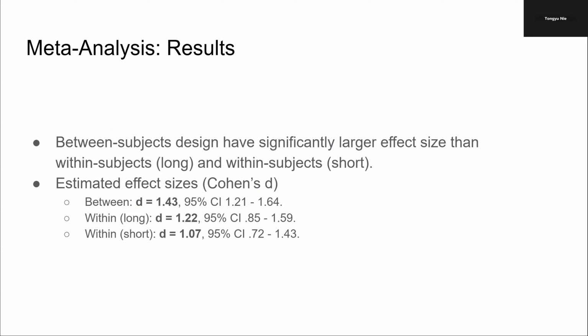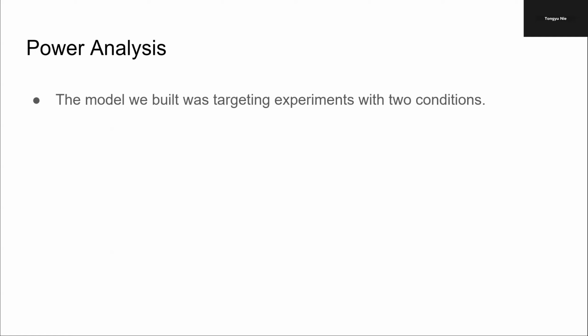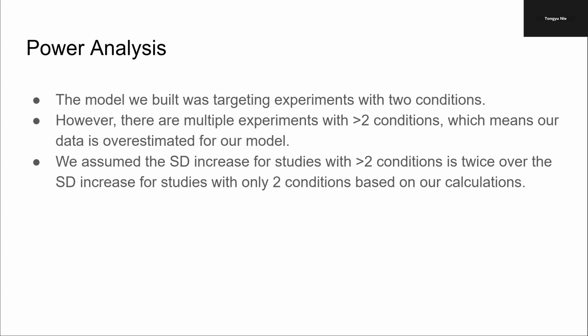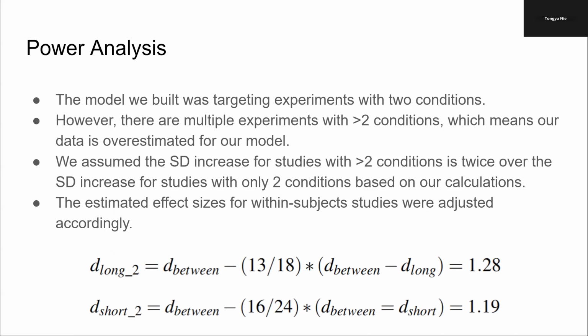We conducted a meta-regression to estimate the effect sizes of those three designs. We found a significant difference between designs, and the estimated effect sizes were listed here. Before we use effect sizes from previous studies on the solution of ME, we should remember that the solution was for experiments with two conditions. And the data we collected includes studies with three or more conditions. The dispersion of data will further increase as more conditions are involved. We notice that studies with three conditions have twice the impact of carryover effects on standard deviation than studies with two conditions. As a result, we adjusted our estimations accordingly.